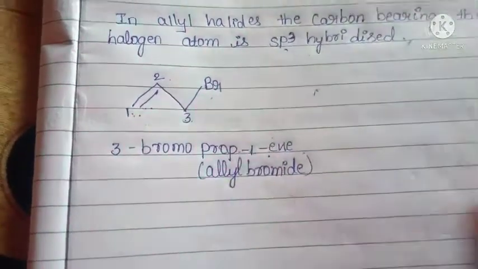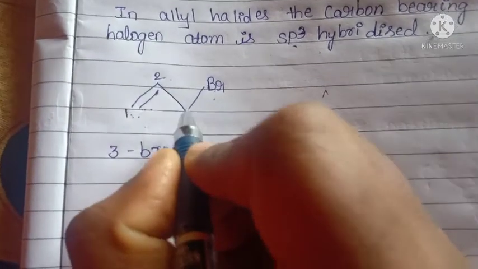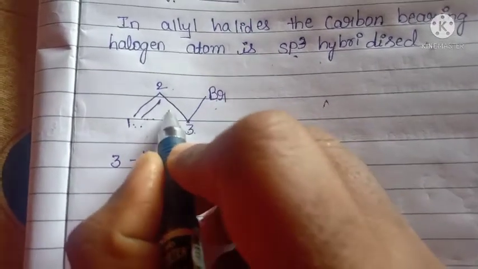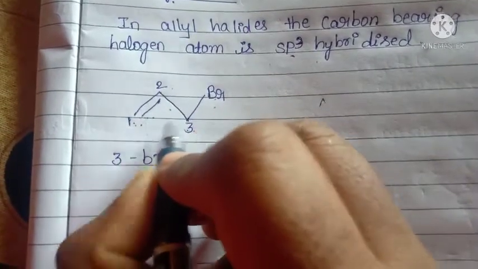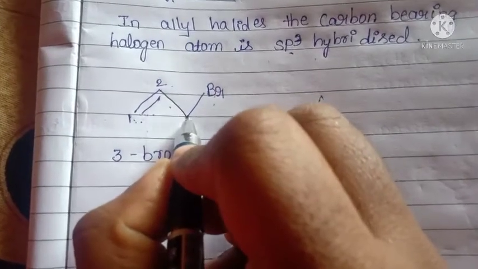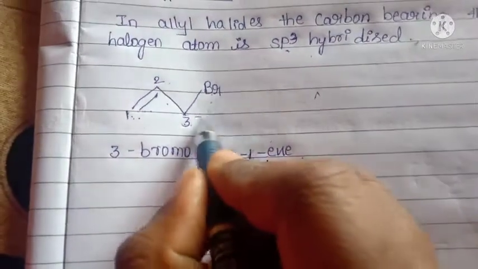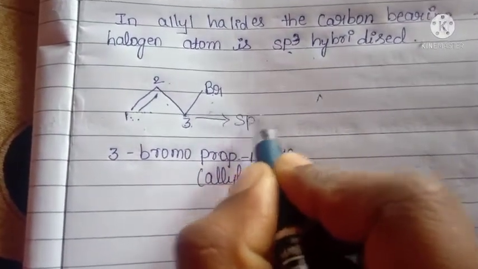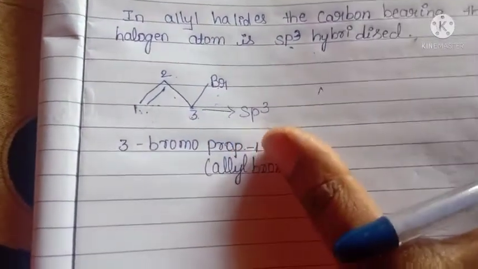Okay, here observe this bromine atom is attached to this carbon atom. This carbon atom contains a single bond. Okay, this will have a double bond, but this carbon atom does not contain a double bond, so this is sp3 hybridization. This is sp3 hybridization. This is all about the allyl halides.